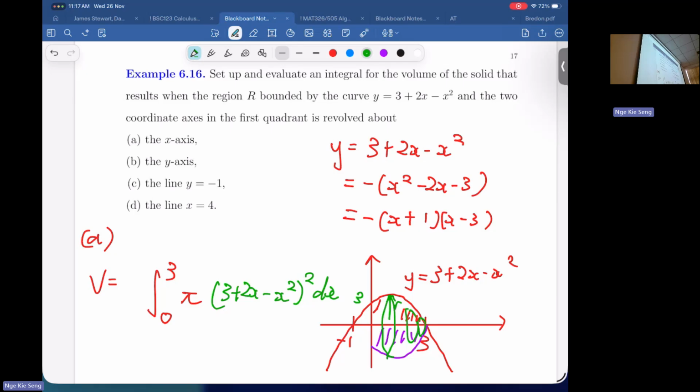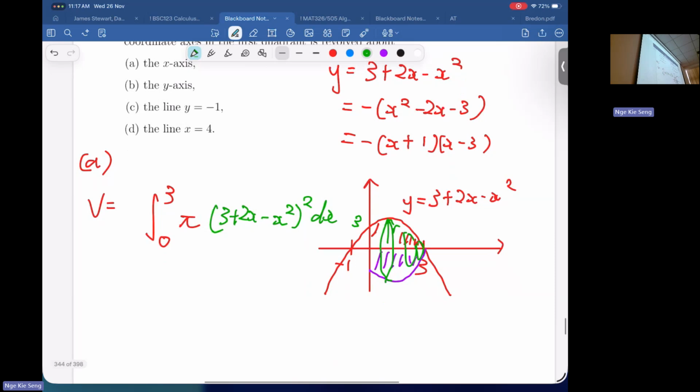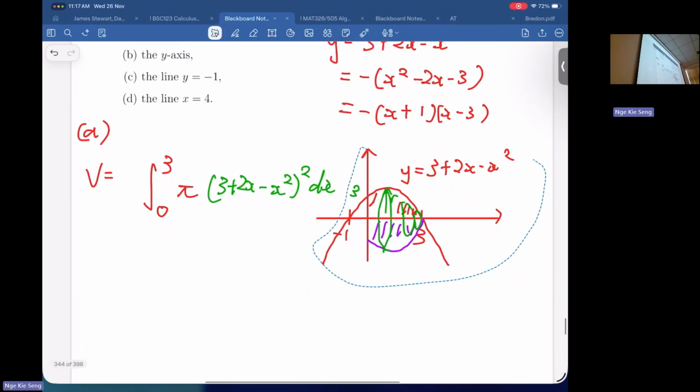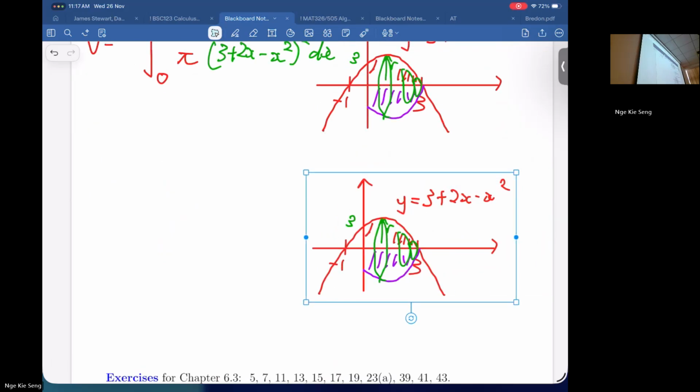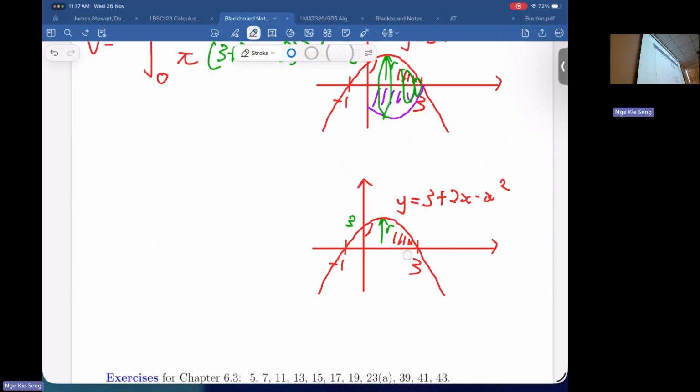Next one, I think the next one is kind of interesting. So how about the next one? Y-axis. You want to revolve around the y-axis. If you revolve around the y-axis, what's the shape you're going to get? Something like that. Maybe let's remove this side here because it's irrelevant for now. So you will get your solid revolving this way.